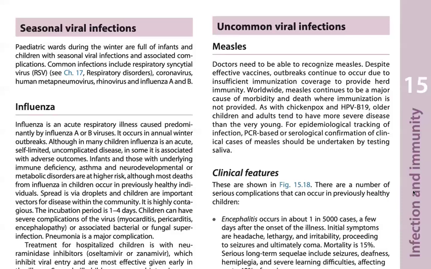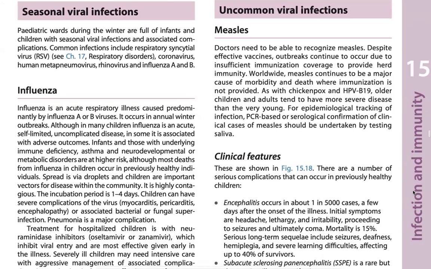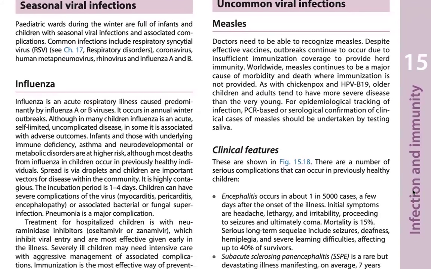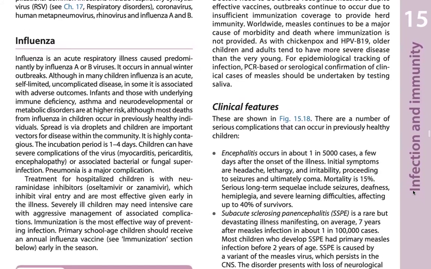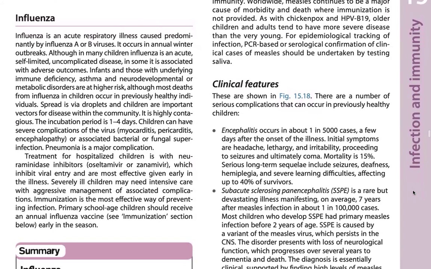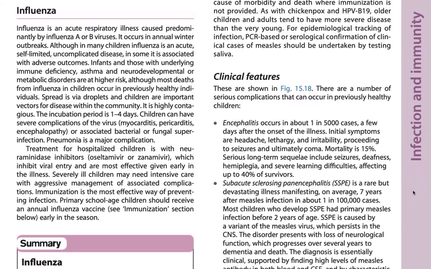Now, seasonal viral infections. Pediatrics during the winter is full of infants and children with seasonal viral infection associated complications. Common infections include RSV, coronavirus, human metapneumovirus, rhinovirus, and influenza A. Influenza is an acute respiratory illness caused predominantly by influenza A or B. It occurs in annual winter outbreaks, although in many children, influenza is an acute, self-limited, uncomplicated disease.